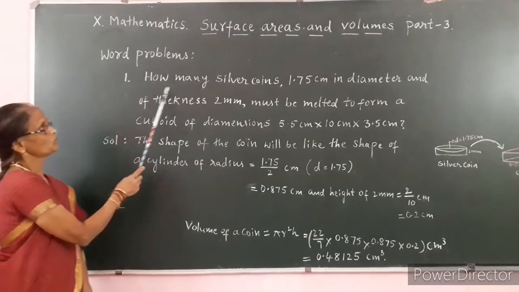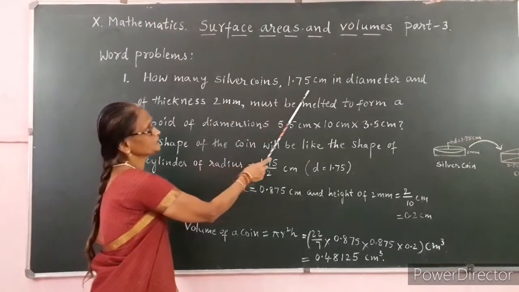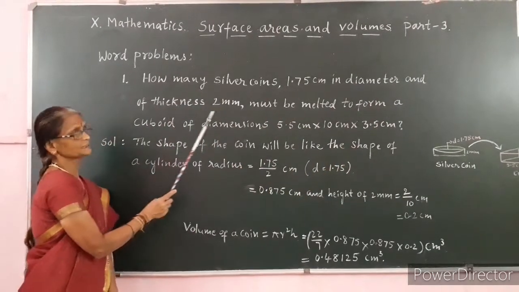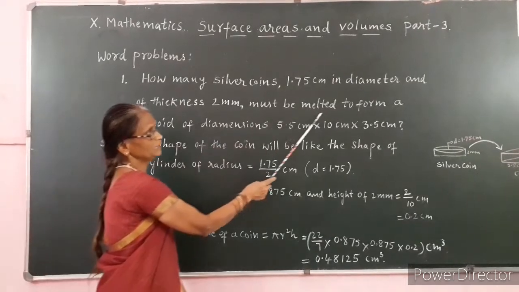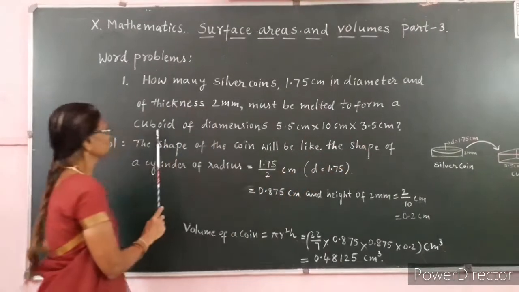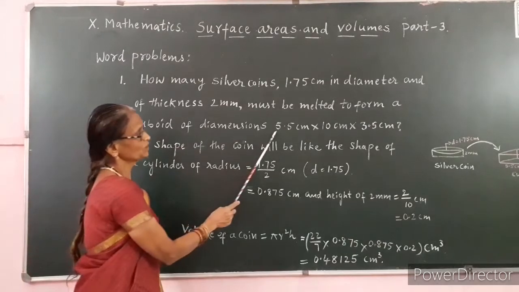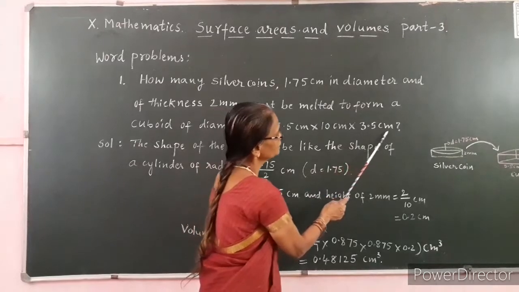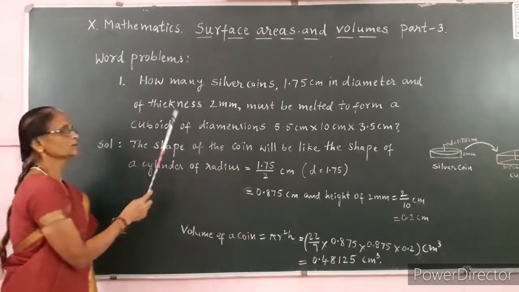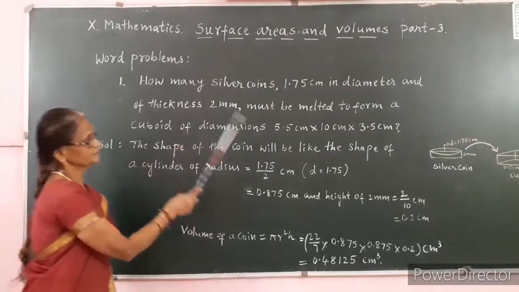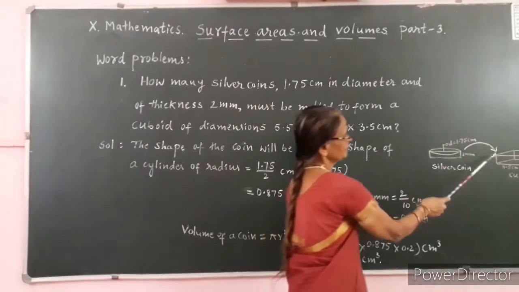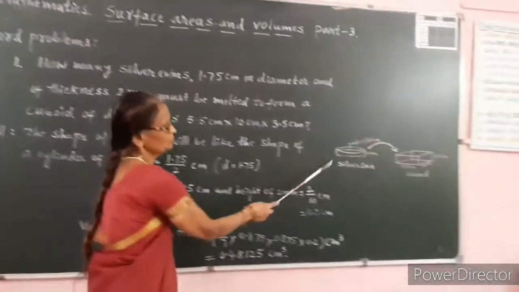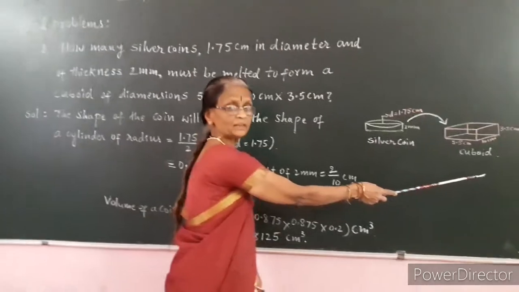The first one is, how many silver coins 1.75 centimeter in diameter and of thickness 2 millimeter must be melted to form a cuboid of dimensions 5.5 centimeter into 10 centimeter into 3.5 centimeter. This is related to conversion of one solid to another. That is, the silver coin should be melted and should form a cuboid. Now here the important thing is the volume of a silver coin equals the volume of a cuboid.